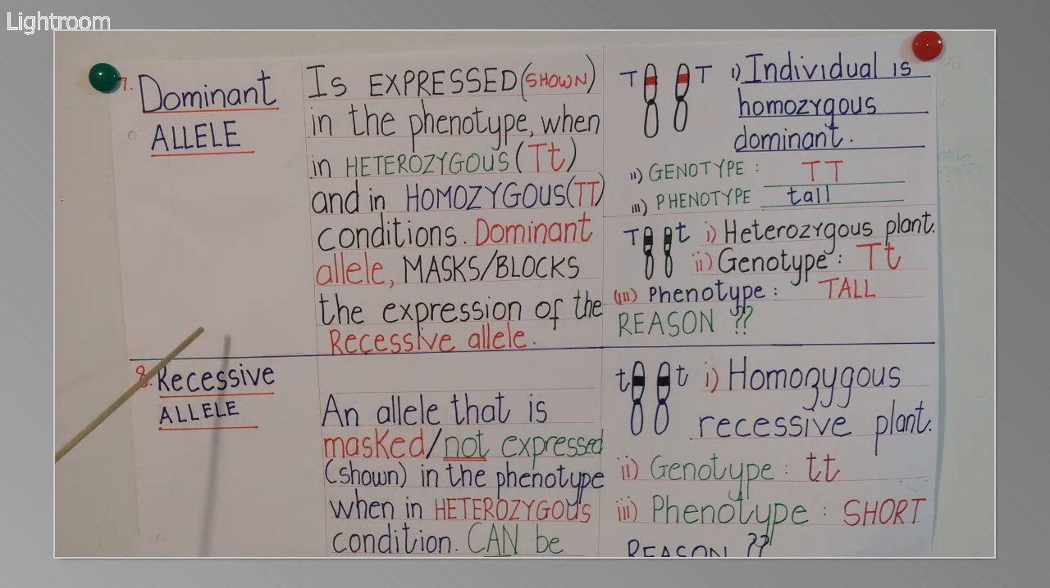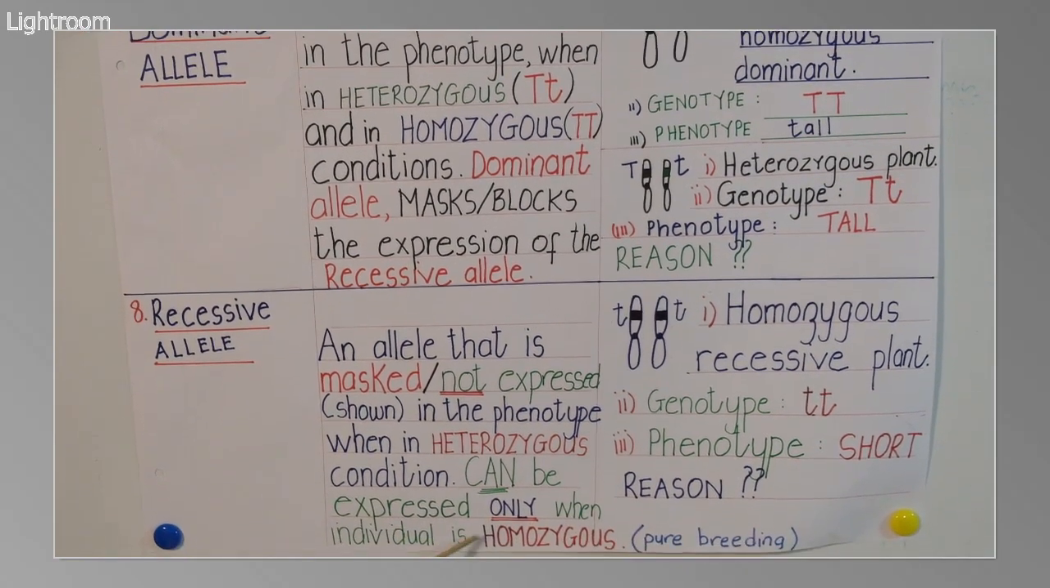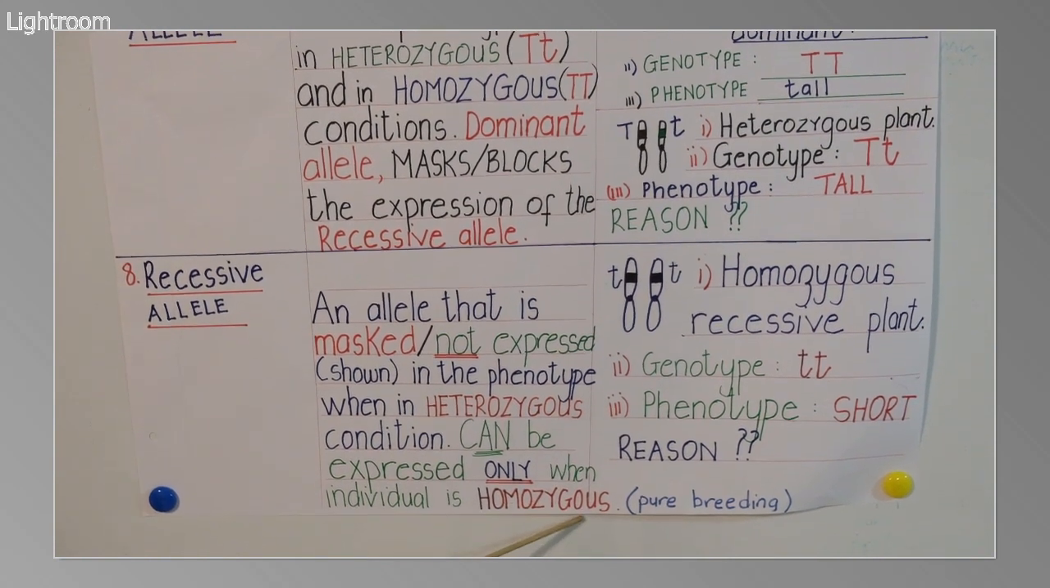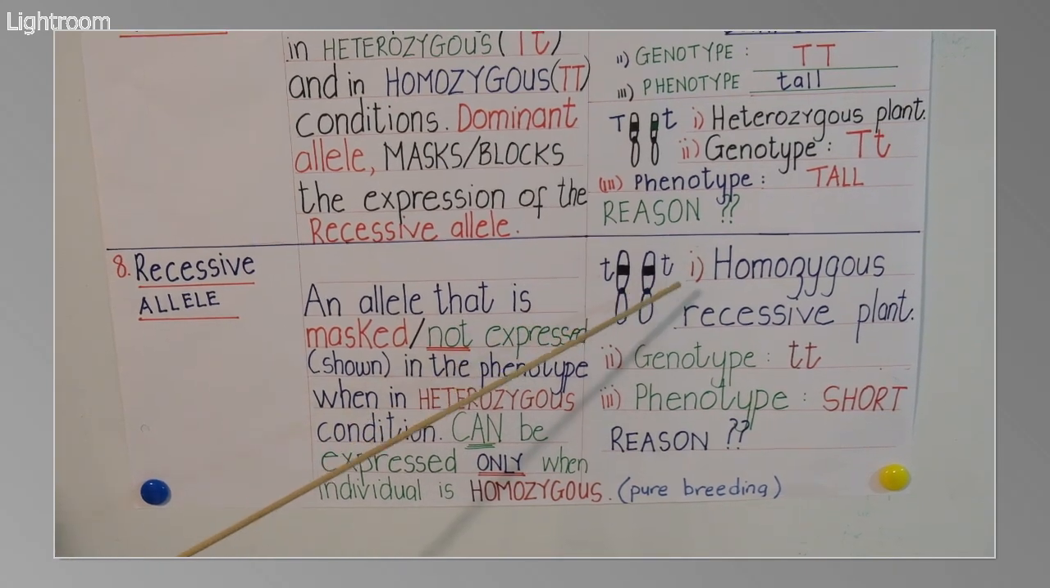The last concept is a recessive allele. What is a recessive allele? It is an allele that is masked or not expressed in the phenotype when it is in the heterozygous condition. In other words, when it is in combination with a dominant allele. However, the recessive allele can be expressed. Question: when can it be expressed? The recessive allele can only be expressed in an individual when the individual is said to be homozygous or pure breeding. In other words, both alleles have to be recessive.